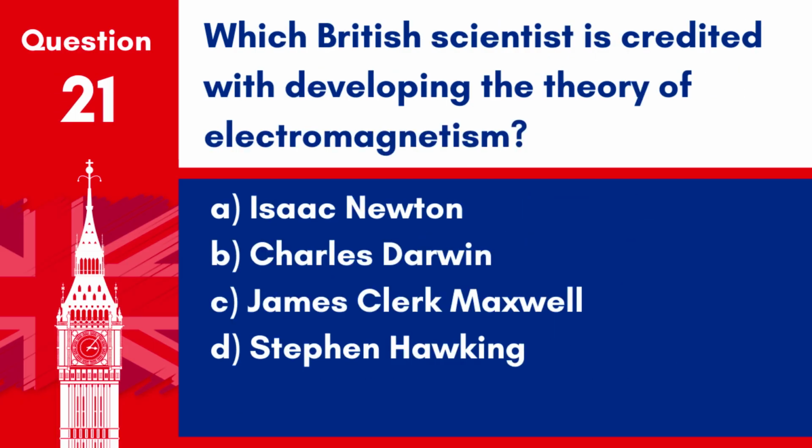Question 21. Which British scientist is credited with developing the theory of electromagnetism? A. Isaac Newton. B. Charles Darwin. C. James Clerk Maxwell. D. Stephen Hawking. Answer: C. James Clerk Maxwell. He developed the theory of electromagnetism in the 19th century, significantly advancing the field of physics.